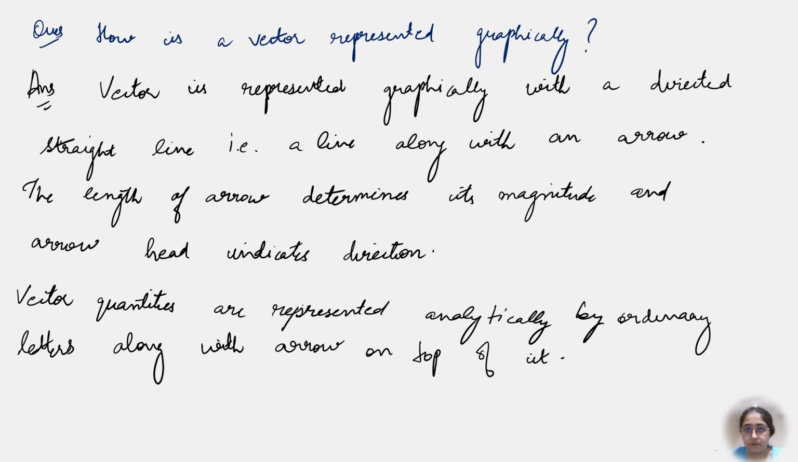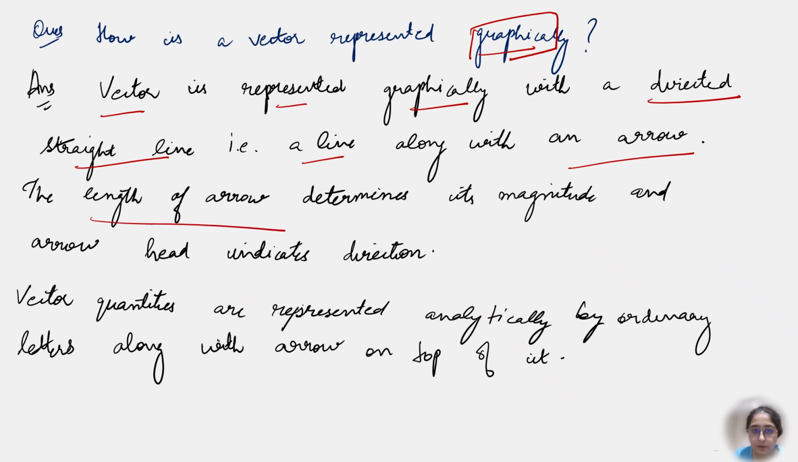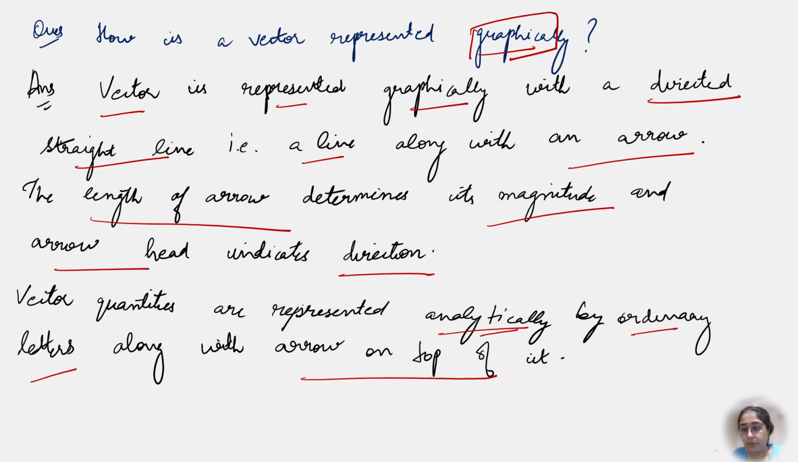In this question, graphically is a keyword. Vector is represented graphically with a directed straight line along with an arrow. Length of arrow determines its magnitude and arrowhead indicates direction. Vectors are also represented analytically by ordinary letters along with an arrow on top of it.